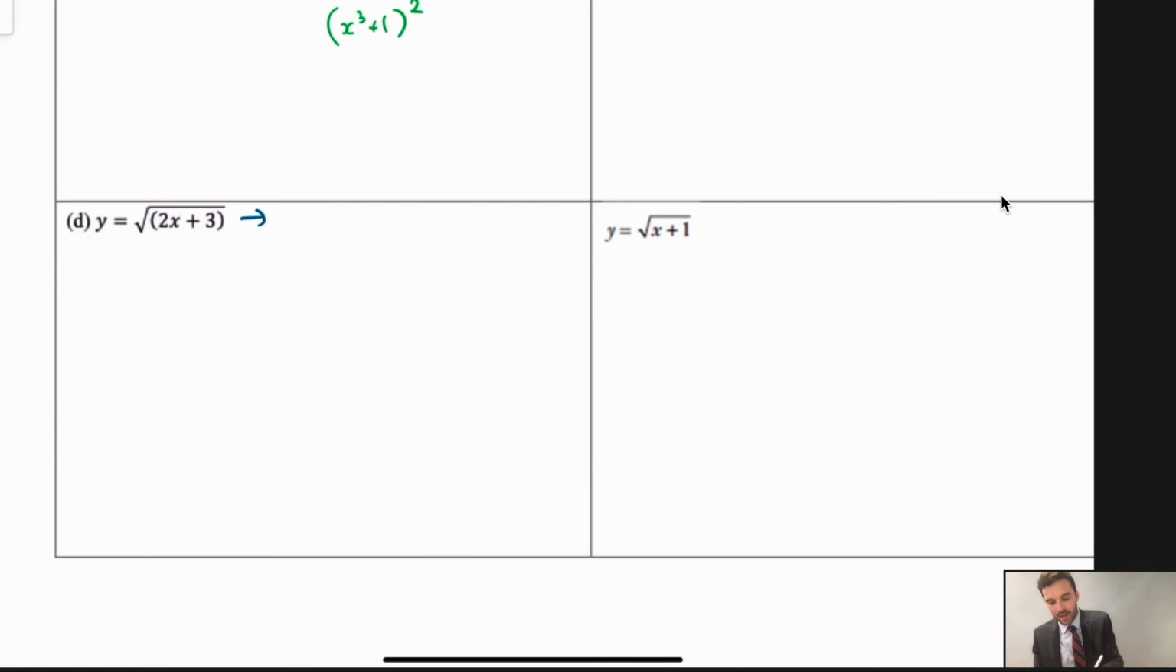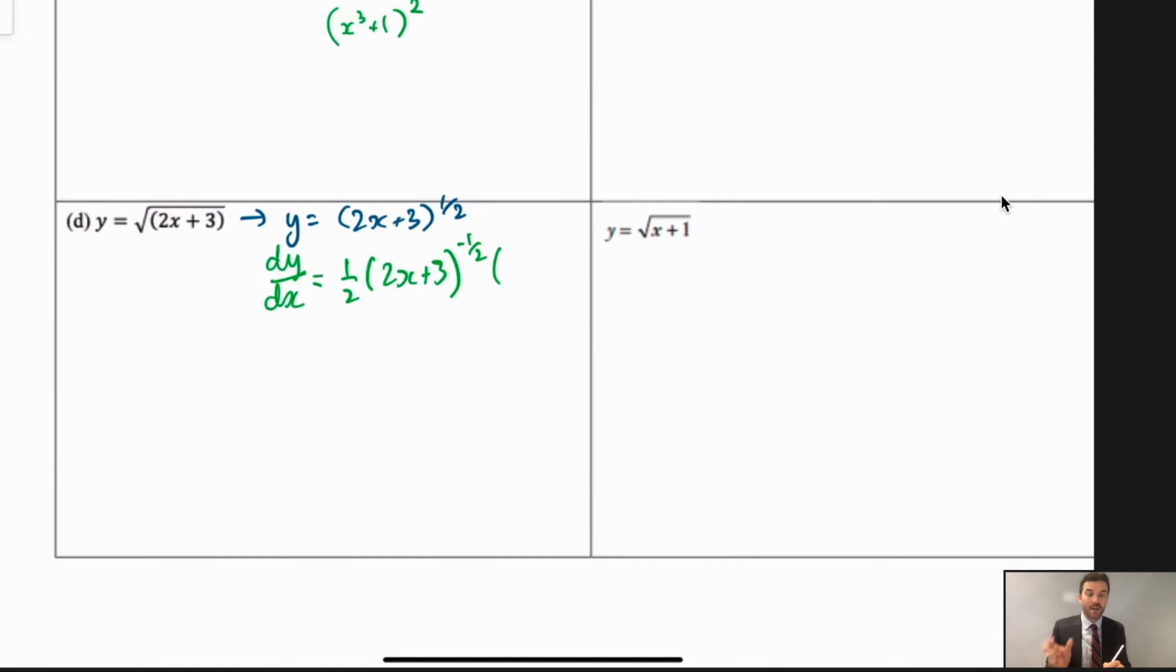Another disguised power. Like we normally do when we differentiate, express it on the numerator, and if you've got square roots or cube roots, express it as a fractional power as well. Now we can differentiate. So switch to green, dy by dx, bring that half down, 2x plus 3, take 1 off the half there, so it becomes negative half, times by the gradient function of f of x, which becomes 2.